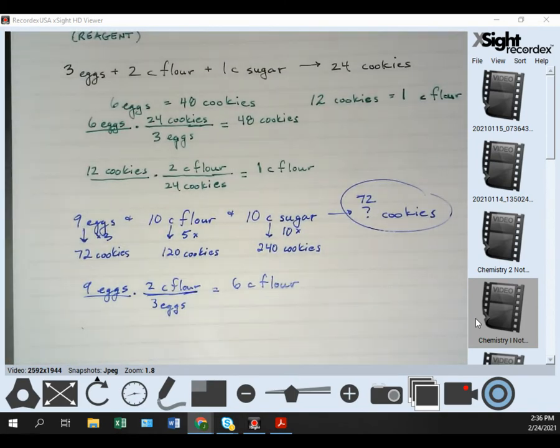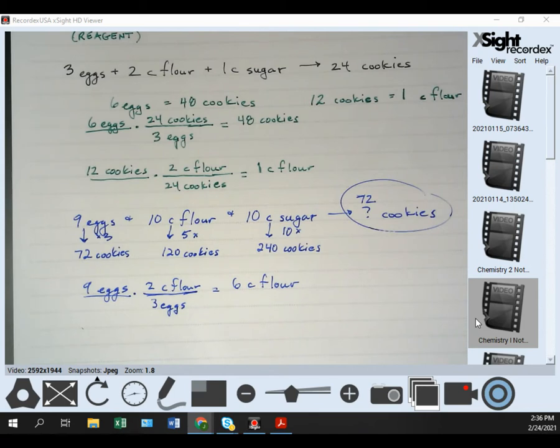So you can also figure out how much would be left over, right? Take the amount you start with, the 10, subtract the 6. We'd have 4 cups of flour left over. All right, so are we okay concept-wise, like how these ideas work?